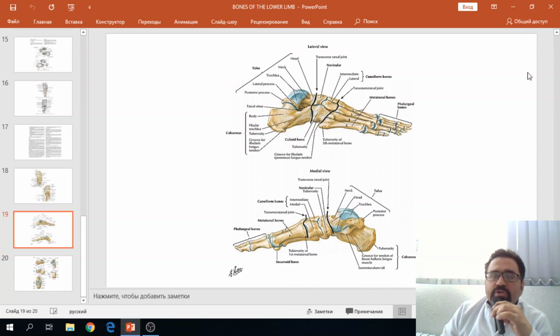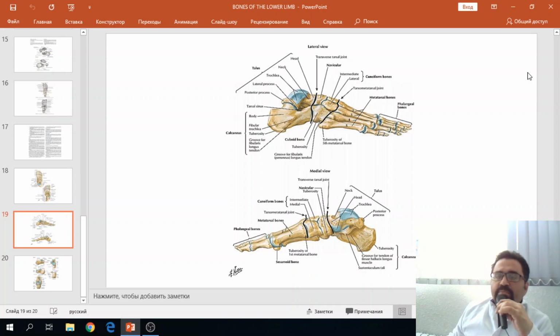So if we are going to revise just the names of the bones of the lower limb, we have hip bone. Hip bone is comprised of ilium, ischium, and pubis. Then there is a single large long bone in the thigh, which is called femur, and then there are 2 long bones functioning together as a single unit. These are called tibia and fibula.